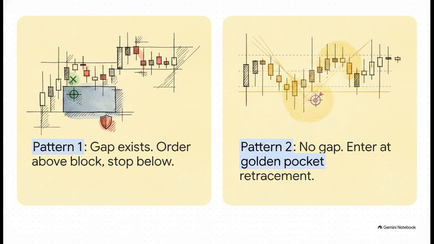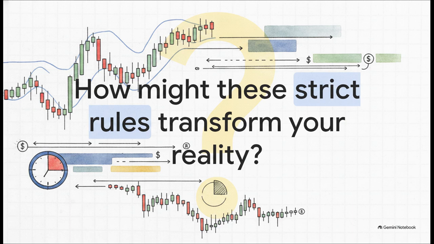But what if pattern 2 happens, and there's no gap left behind? Easy. You draw a Fibonacci tool from the start of the change of character to the end. Set your entry right in that golden pocket between the 0.618 and 0.78 retracement and drop your stop loss safely below the swing low.